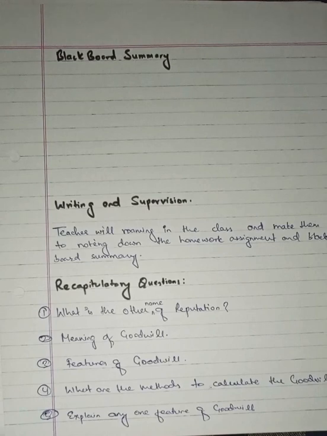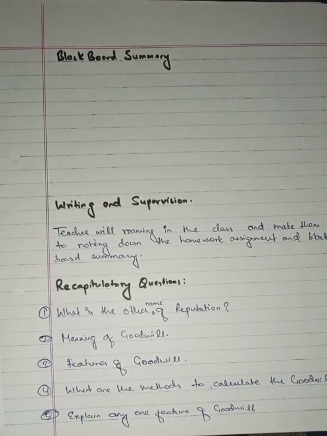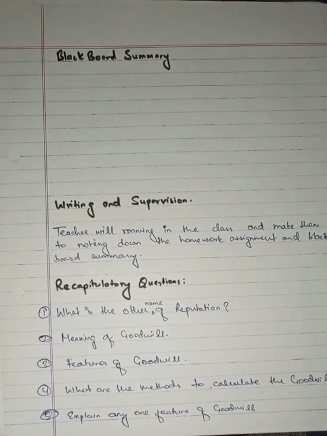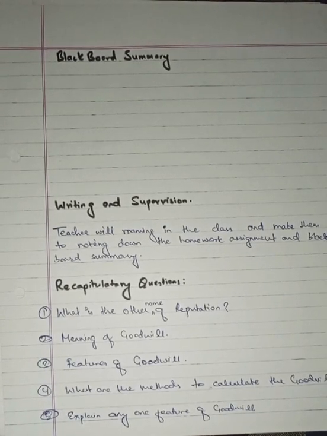And after that, the writing and supervision. The teacher will roam in the class and make them note down the homework assignment and blackboard summary. And after that, the recapitulatory questions are there. What is the other name of reputation? Meaning of goodwill, features of goodwill, what are the methods to calculate goodwill, explain any one feature of goodwill.